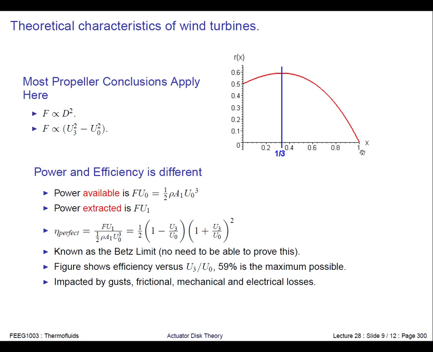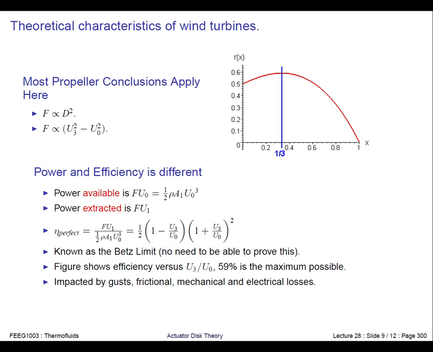and r of x is the efficiency. So that's this perfect efficiency. When you plot this curve, you end up with this red line, and you get an optimum. You get a maximum efficiency when u3 over u0 is about a third, and this gives you an efficiency of around about 60%. So the maximum theoretical efficiency that you can get out of a wind turbine is 60%.